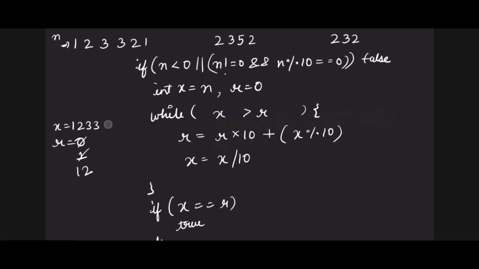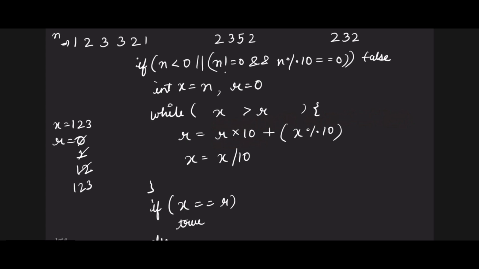And we'll remove the last digit from x. Then again, is x greater than r? Yes, it is. So we'll do 12 into 10 plus what is the last digit? 3. So 120 plus 3, which is 123. So r will become 123 now. And this last 3 digit will be removed.